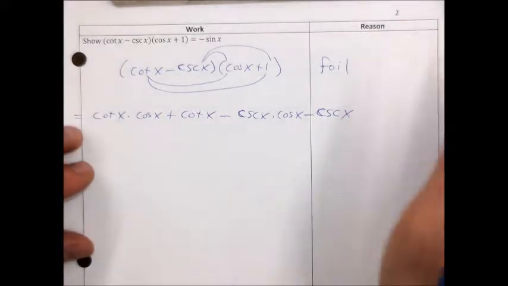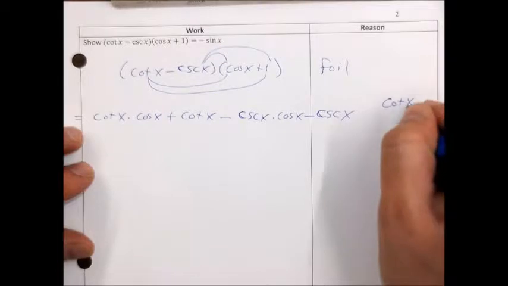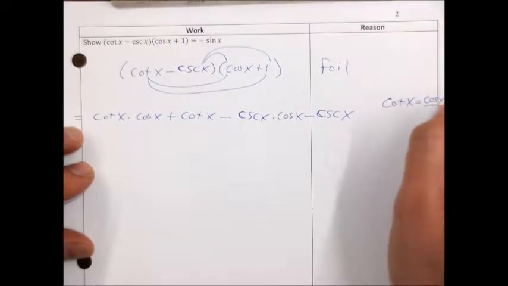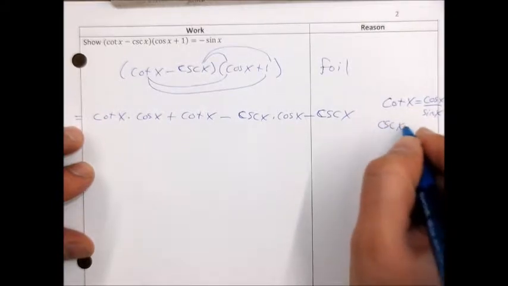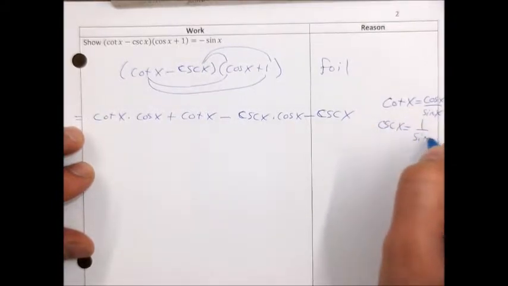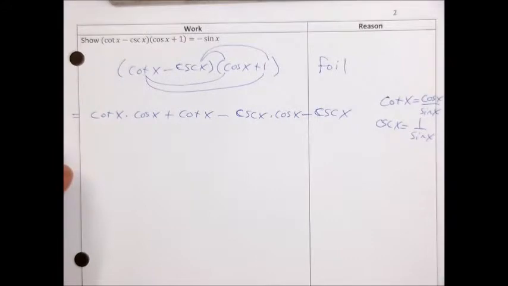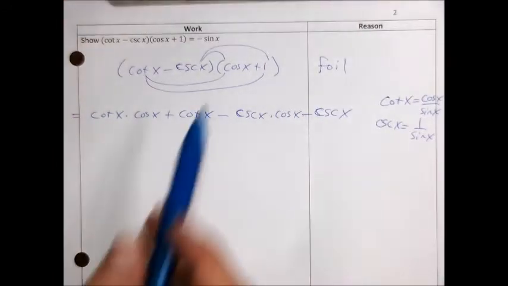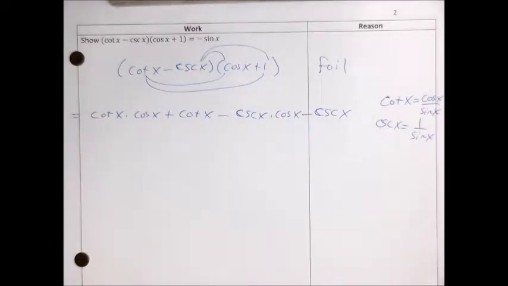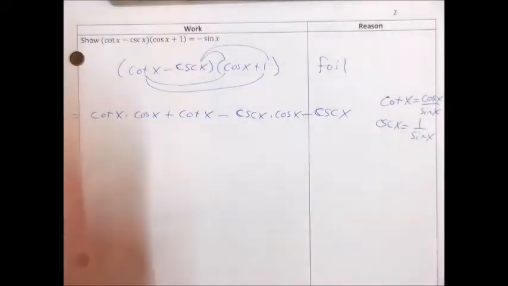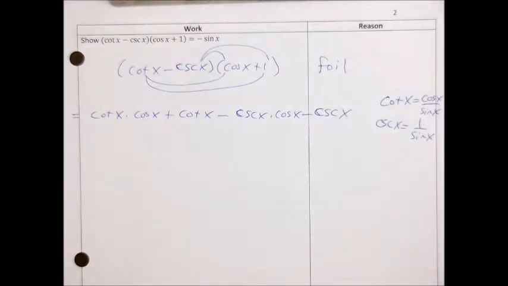So now at this point, I would take cotangent and put in cosine over sine. And I would take cosecant and put in 1 over sine. And then a whole bunch of stuff will cancel. You can simplify, simplify, simplify, right? Keep in mind where you're heading, minus sine. So when you get things with sine in it, that's a good sign. And when you get things that aren't sine, you should try to change them into sine.